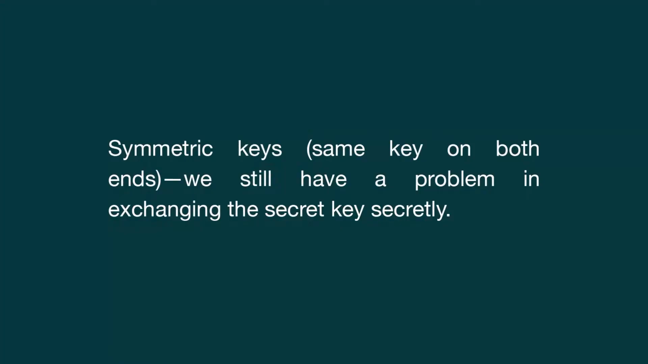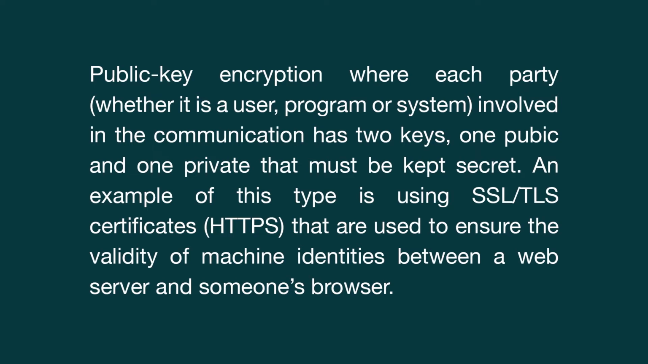Two types of encryption can be implemented in this case. Symmetric keys, with the same key on both ends, but we still have the problem of exchanging the secret key secretly. Public key encryption, where each party, whether it is a user, program or system involved in the communication, has two keys, one public and one private, that must be kept secret. An example of this type is using SSL or TLS certificates, HTTPS, that are used to ensure the validity of machine identities between a web server and someone's browser.